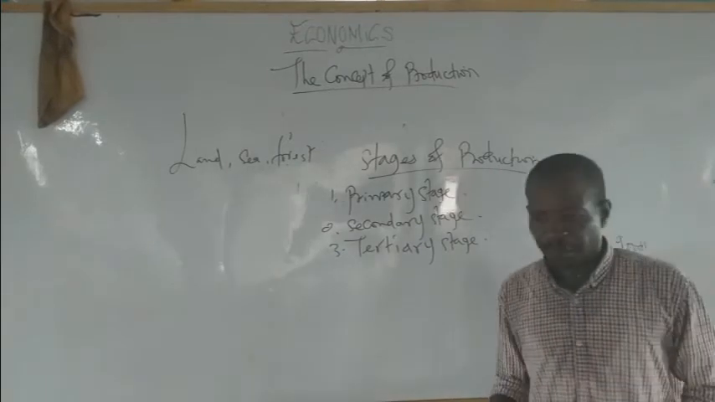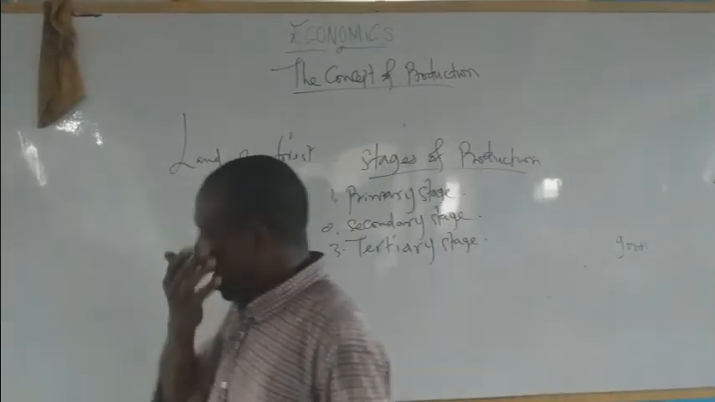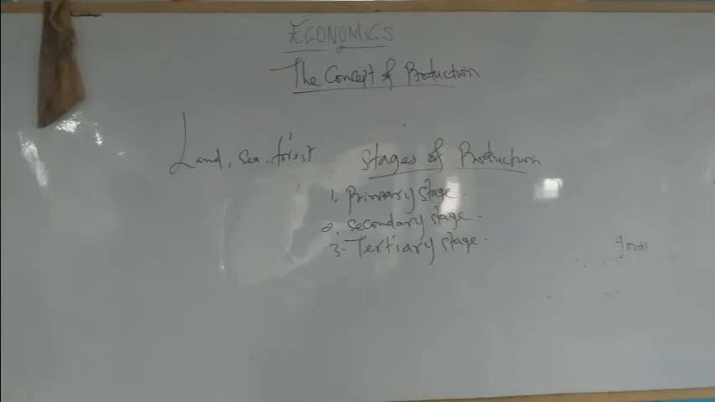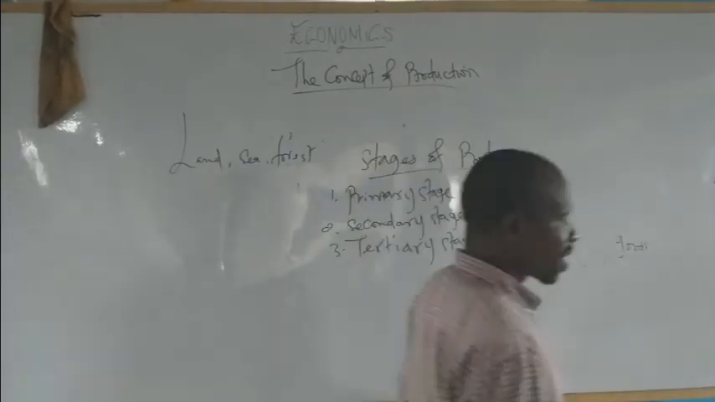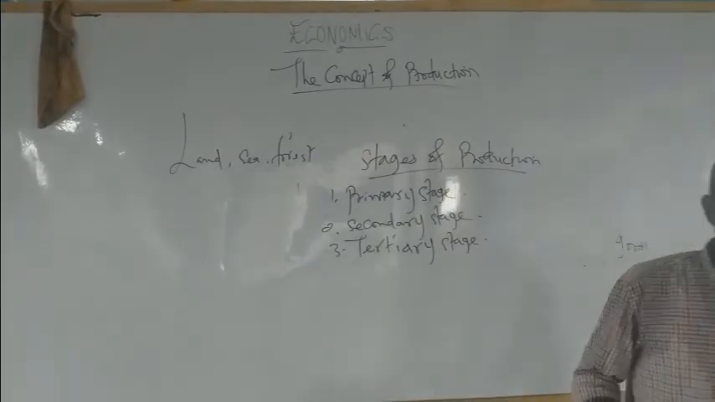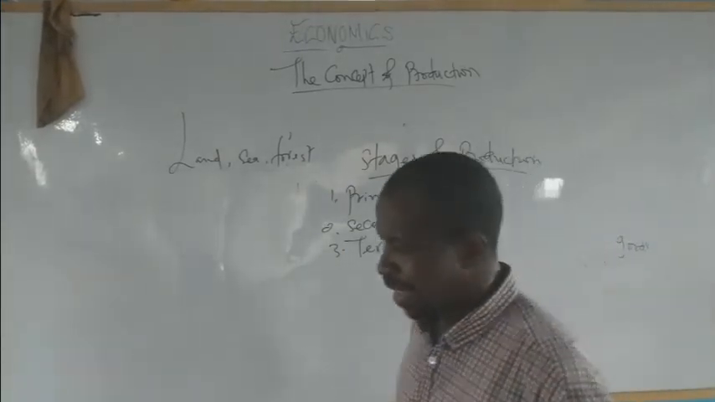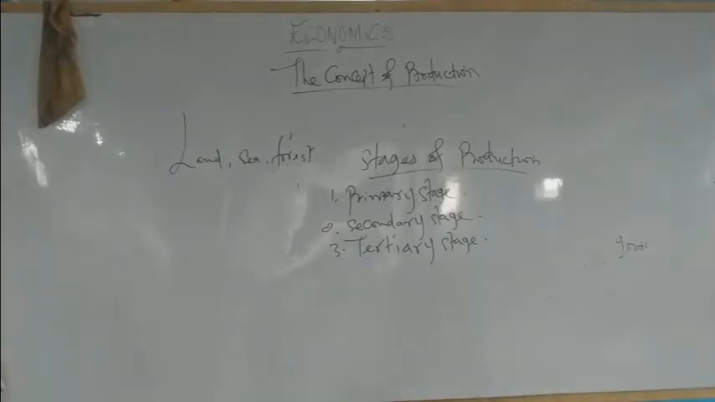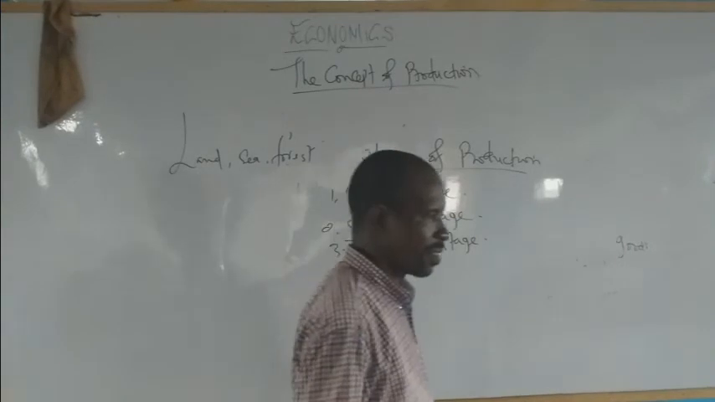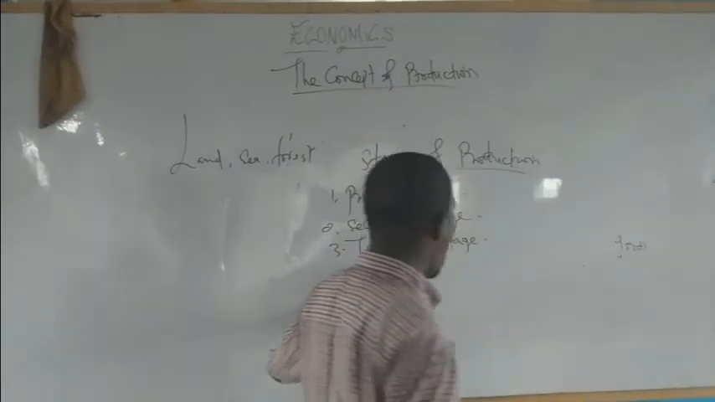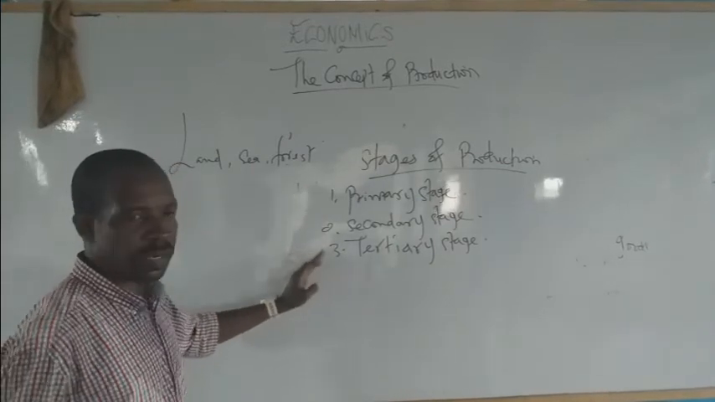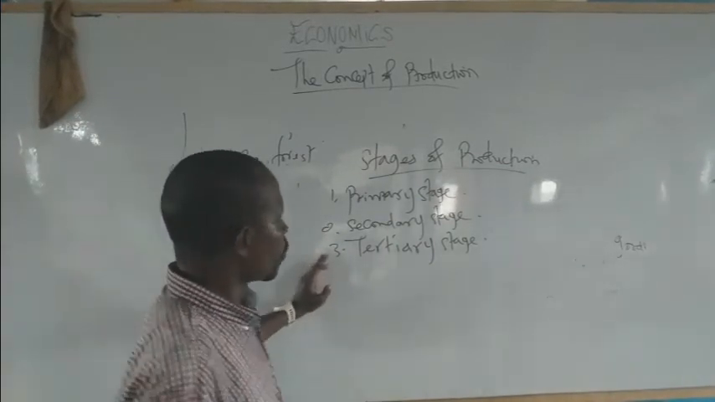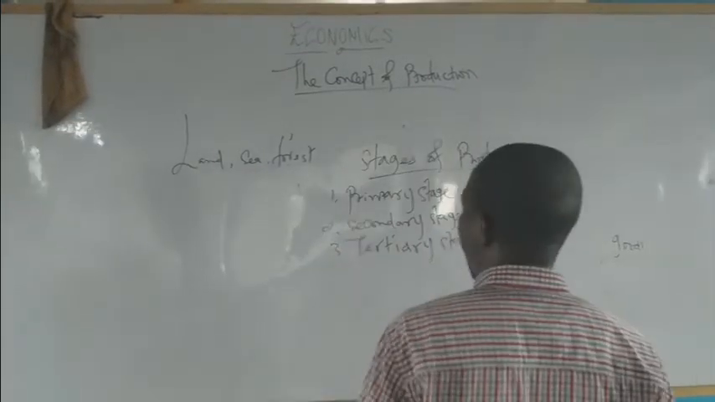Then the last stage, which is the tertiary stage, deals with taking these finished goods to where they are needed. Talk about markets. After these goods have been what? Manufactured. After the goods must have been completed, they have to be taken to where they are needed. Through what? Distribution, marketing, sales. So that is the tertiary what? Stage. So stages of production, we have the primary stage, secondary stage, and what? The tertiary stage. So away from that, we look at factors of production.